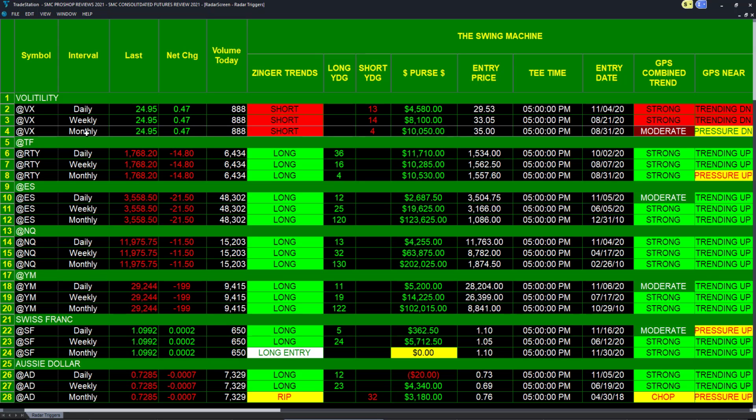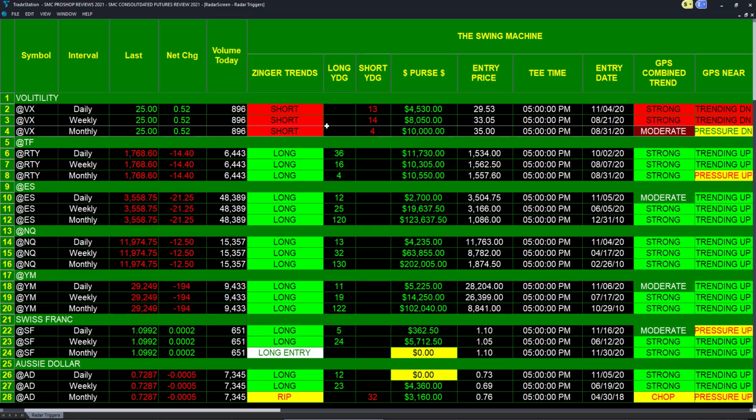Now, we do teach and have some suggestions about what intervals are best for what and how you can use them in relationship with each other for hedging and so forth. But when we look at volatility on a daily basis, weekly basis, monthly, the Swing Machine has it in a short mode. For 13 days, it's been short volatility. Had one placed a short futures contract at the entry price of 29.43 at 5 p.m. on November 4th, you would be up that amount of money.